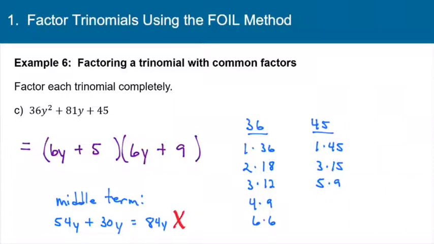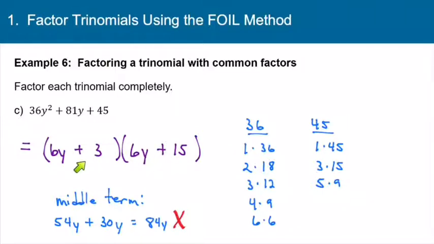Okay, so we cross that off. And we know that switching the 9 and the 5 won't do any good because both of these first terms are 6y. So there's no need to try switching. We'll just go ahead to the next pair of numbers, which is 3 times 15. And notice that we're having to ignore our little trick about not creating a GCF in the parentheses because this trinomial does have a GCF. So that's why I'm telling you, before you use that trick, you always need to make sure that your trinomial does not contain a GCF.